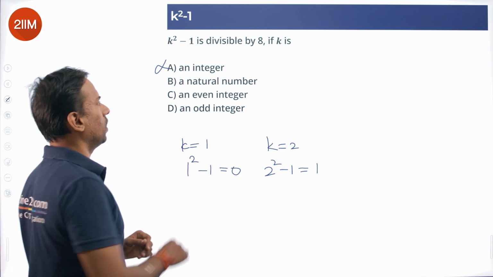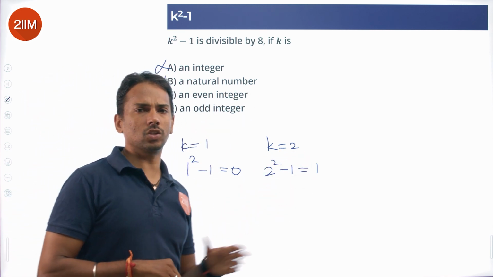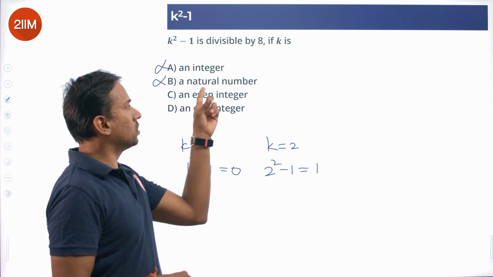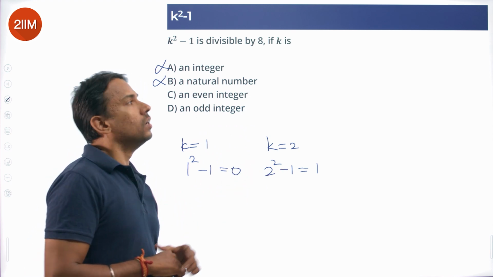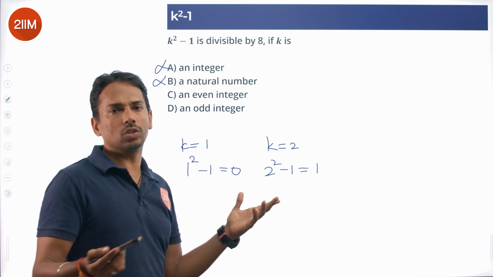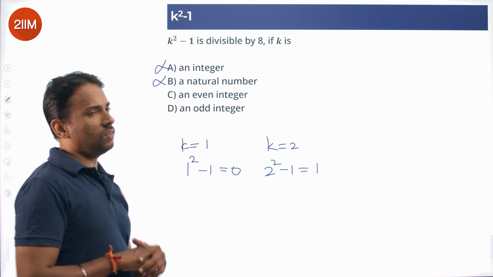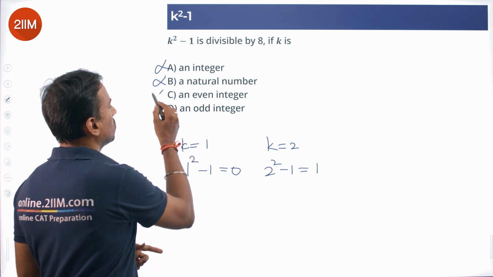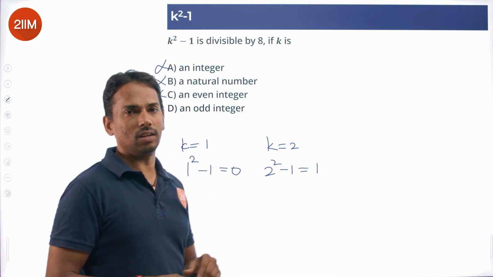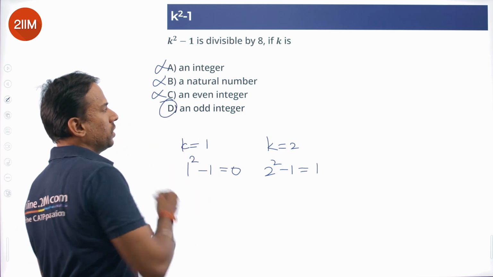With the same sense, I can remove option B also. A natural number. 2 is a natural number which is not working. 1 works, it's a natural number, it works. But is it working for any natural number? Says if k is a natural number. No. If k is a natural number, 2 is not working. 2 is gone. And even integer with the same claim, we can reject C also, because k is equal to 2 is an even integer. It's not working. We are only left with D. That must be the right answer.